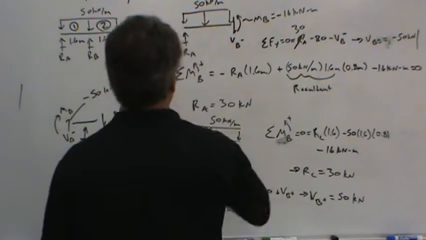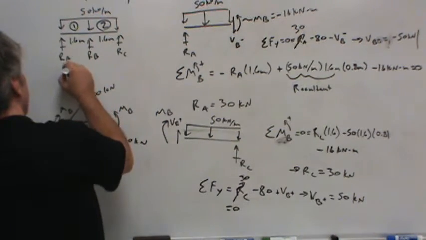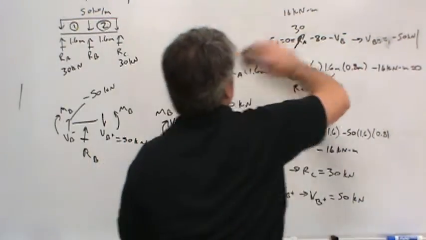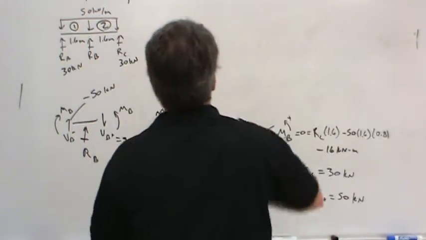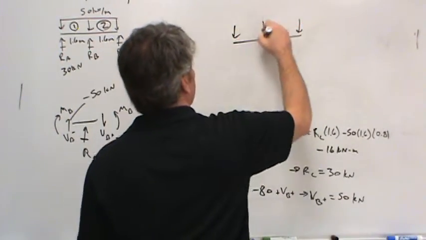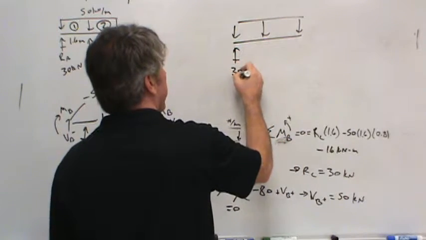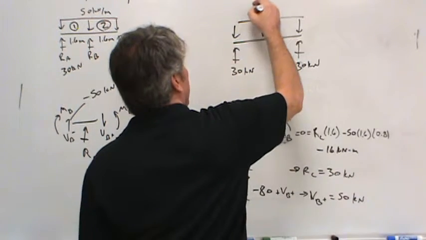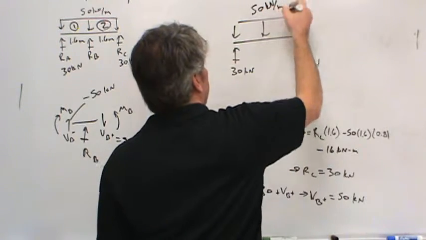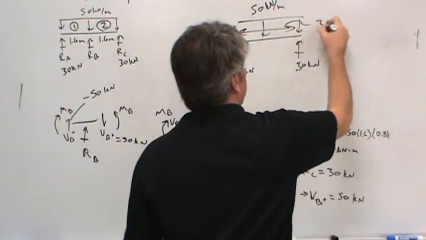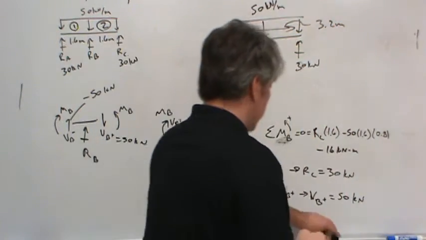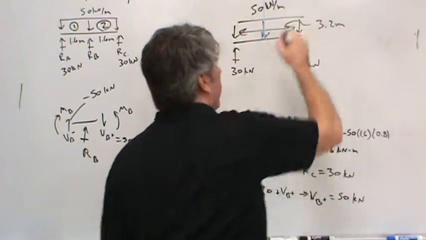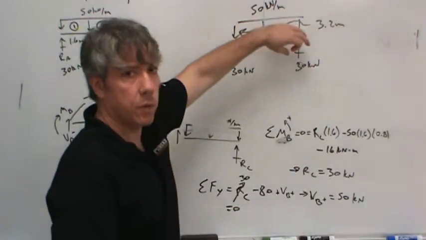Another way of looking at this would be to say, well, let's write this down. We know RA is 30 kilonewtons, RC is 30 kilonewtons. Couldn't we take the entire beam as a free body? And couldn't we say, well, we've got this 50 kilonewton distributed load along the entire beam. We know the reaction at A is 30 kilonewtons. We know the reaction at C is 30 kilonewtons. We know we've got 50 kilonewtons per meter for a total of 3.2 meters. So the resultant load from the distributed load is going to be 160 kilonewtons, right? We just figured out that it was 80 for half of it, so 80 and 80 is 160.